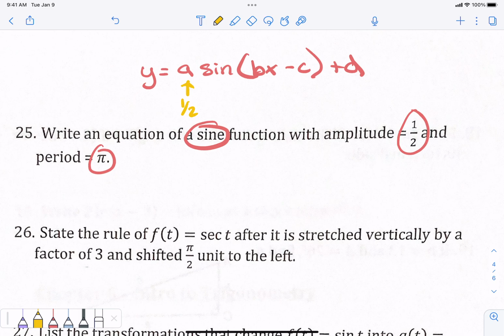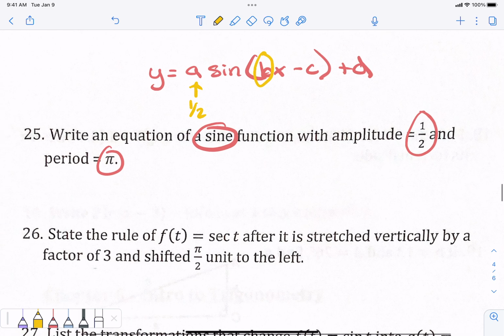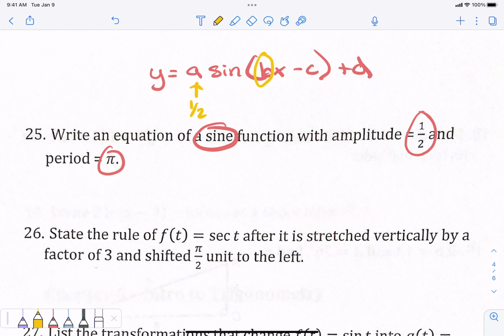The period has to do with b, except pi doesn't go in that spot. To find the period, I do 2 pi divided by b. So if I know that the period is pi, I'm saying pi is equal to 2 pi over b. Does that make sense? And I have to find the b.